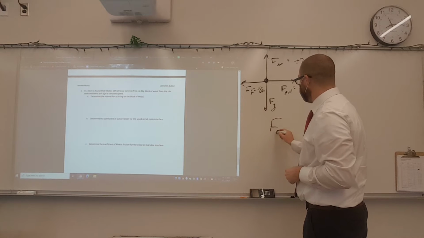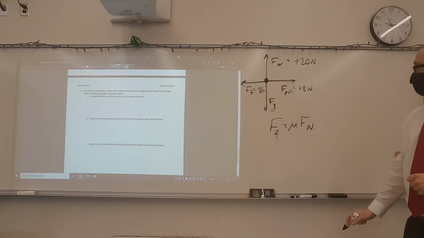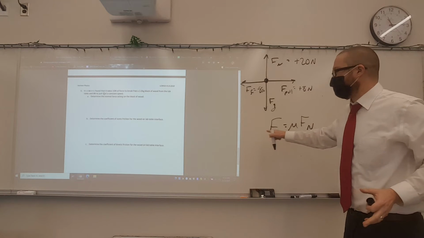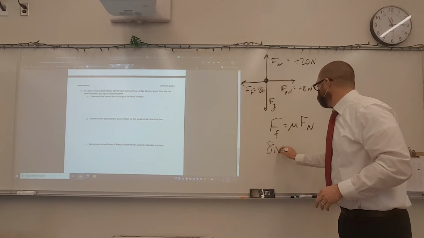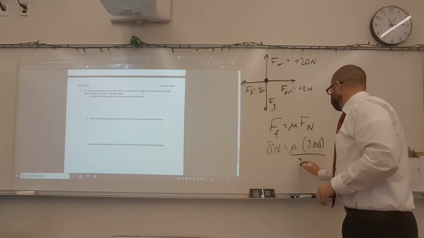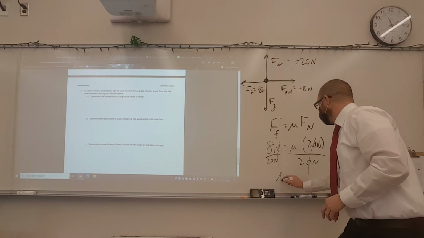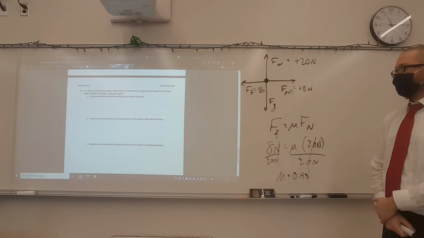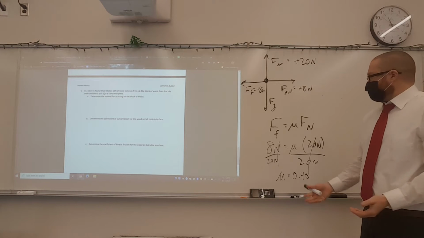Now we solve for the kinetic. Force of friction equals mu times normal force. We don't put the sign, this is magnitude also. Both of these are magnitude. The signs don't come into play when you do this calculation. So 8 newtons equals coefficient times 20 newtons, divided by 20 newtons, the units cancel, and you get a mu of 0.40. All right, that's the coefficient of kinetic friction. That's it. This is your main equation.